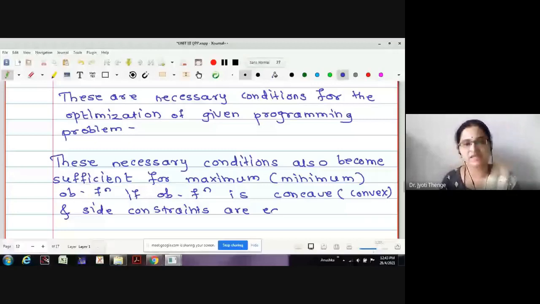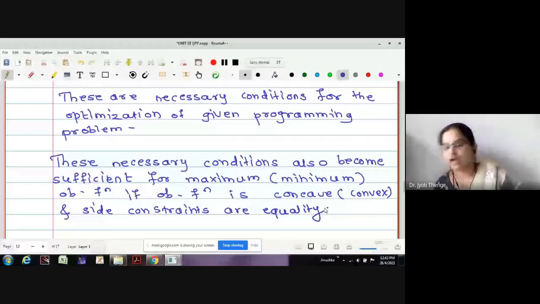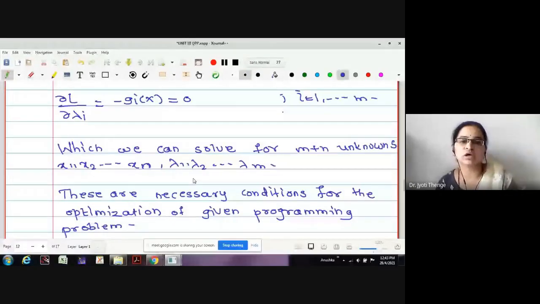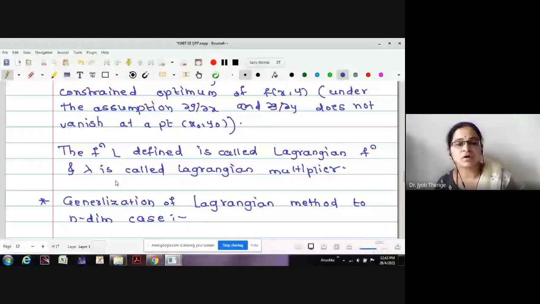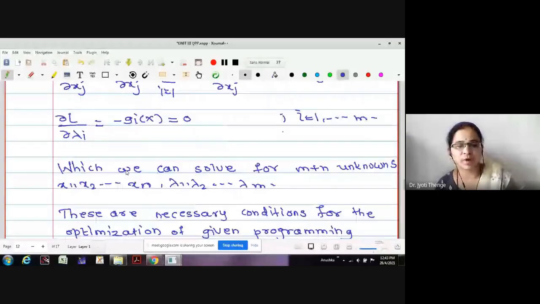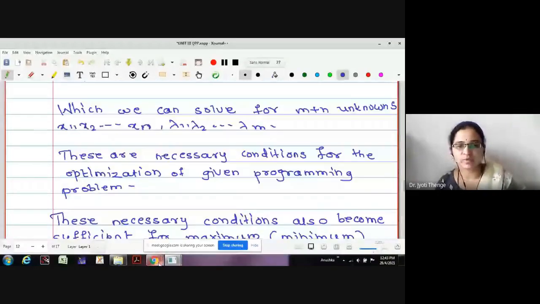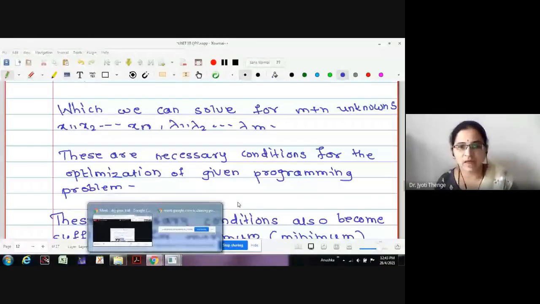So today we have seen the necessary conditions for the non-linear programming problem. Now this same methodology we are going to apply for our quadratic programming problem case.